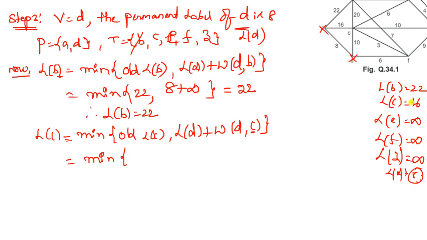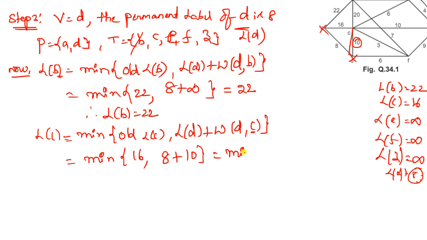So what is the old LC value? 16. And L of D is 8, right? Plus weight between D and C. So is there a path existing between D to C? Yes, D to C we have the path and the value is 10. So 10 plus 8 is 18.